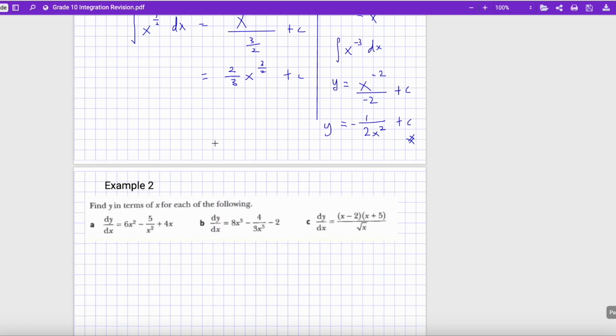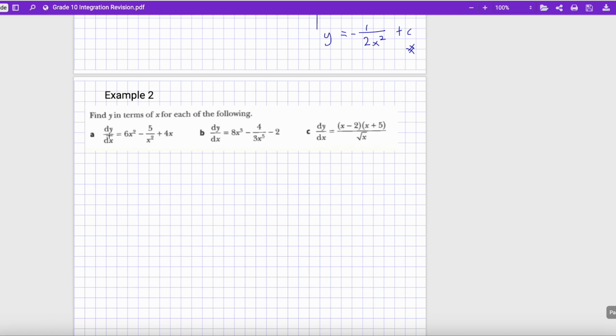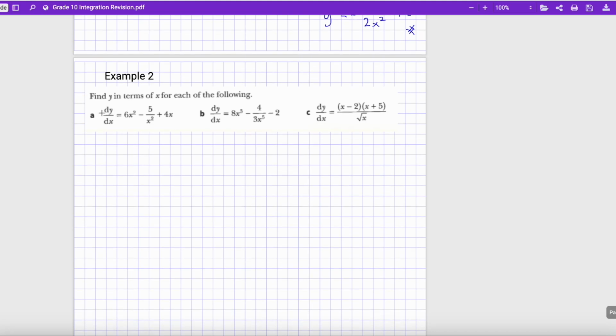Okay, so let's look at further examples. Example 2, same thing. We want to integrate these three gradient functions to get to y, the original function. So A, I'm going to do here, and then I'll do B and C. Now, if you want to try it yourself, you can pause the video right now, try it, and once you're done, you can unpause and check to see if you got the answer. All right, I'll let you pause first for now.